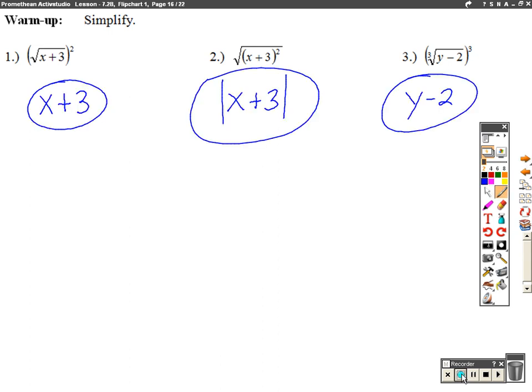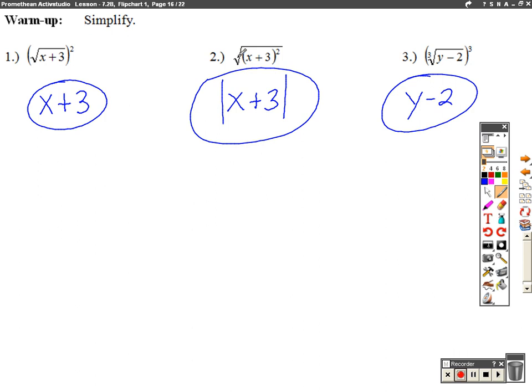Okay, number one, since the index of the radical was 2 and we are squaring the entire radical, the radical and the exponent cancel each other out since the index and the exponent match up, and you're just left with x plus 3. Now when the exponent is underneath, remember to be careful.